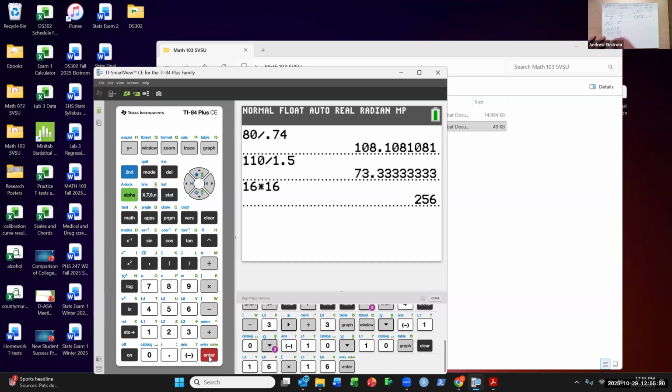Subtract 4 from both sides. 4a is 256 minus 4. So that's 252. Divide both sides by 4. And a equals... Well, what's 252 divided by 4?